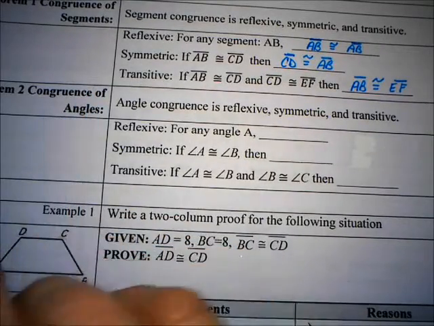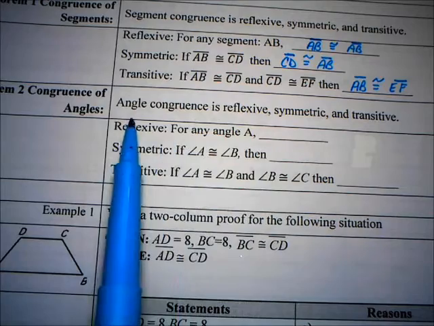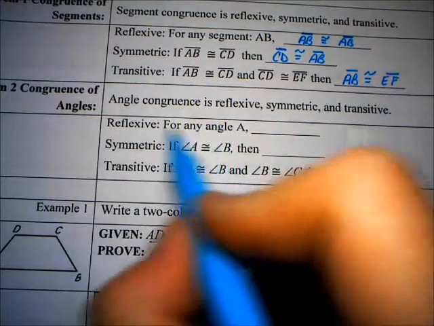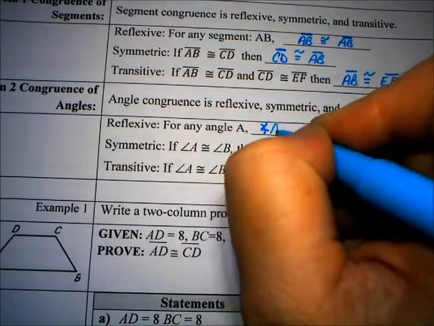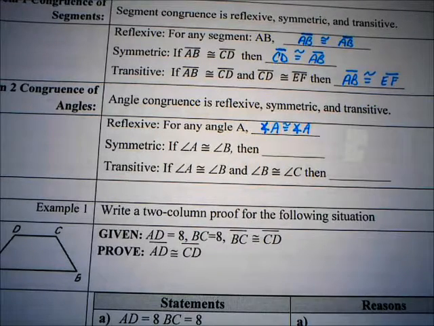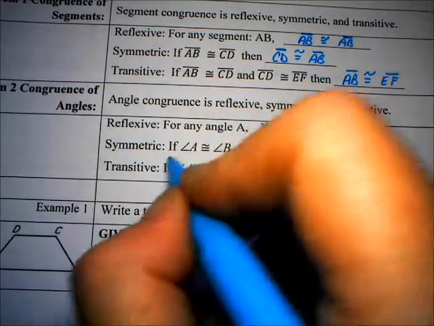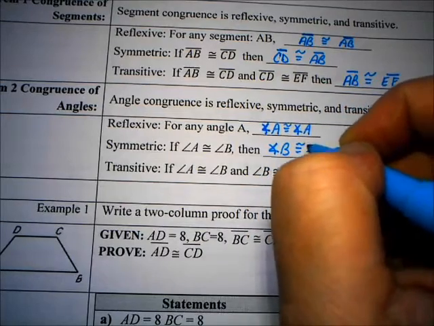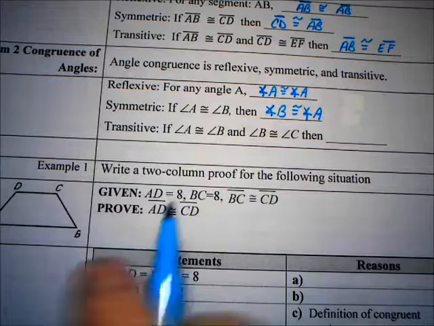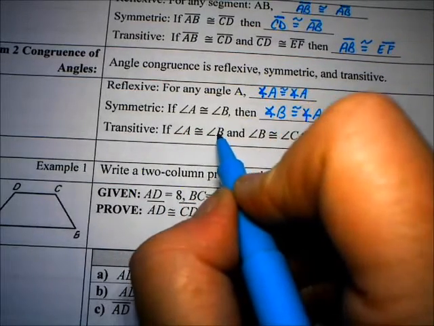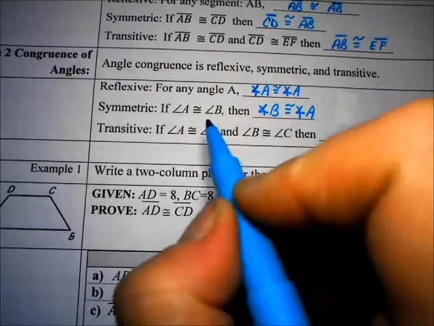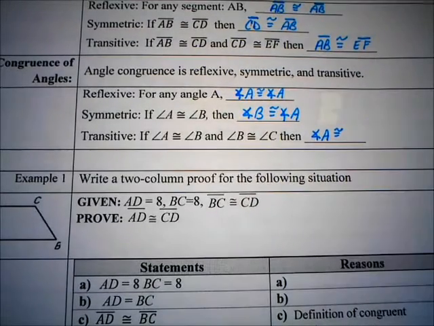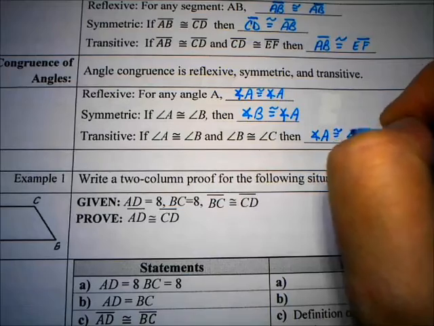Theorem 2, congruency of angles, is basically the same thing as for segments. It's just now dealing with angles. They're both reflexive, symmetric, and transitive. Following the different variations, for any angle A, angle A is congruent to angle A. Remember, that's like a reflection. Symmetric: if angle A is congruent to angle B, then we flip it, and angle B is congruent to angle A. And then transitivity, it travels. If angle A is congruent to angle B, and angle B is congruent to angle C, therefore angle A is congruent to angle C.